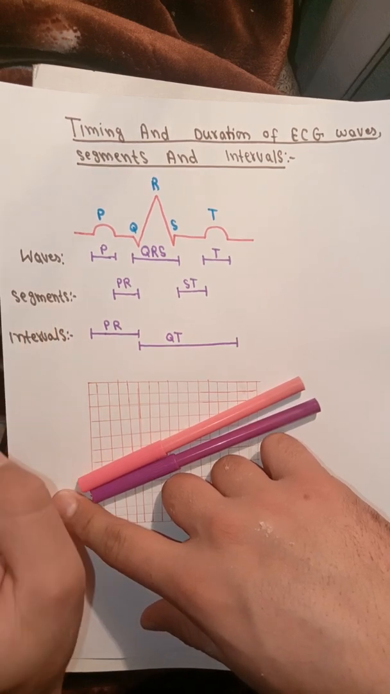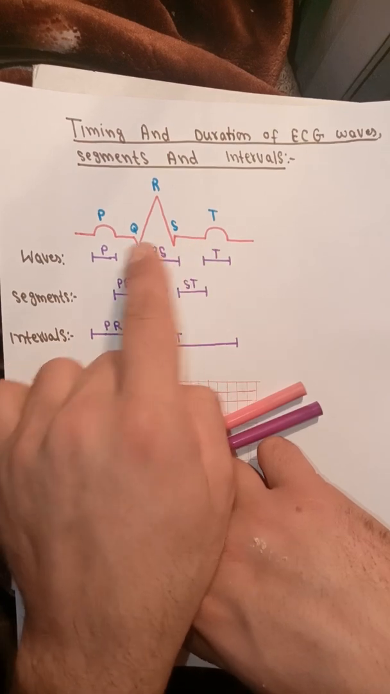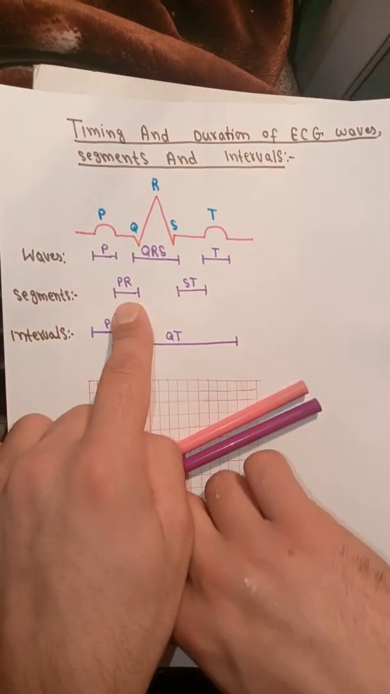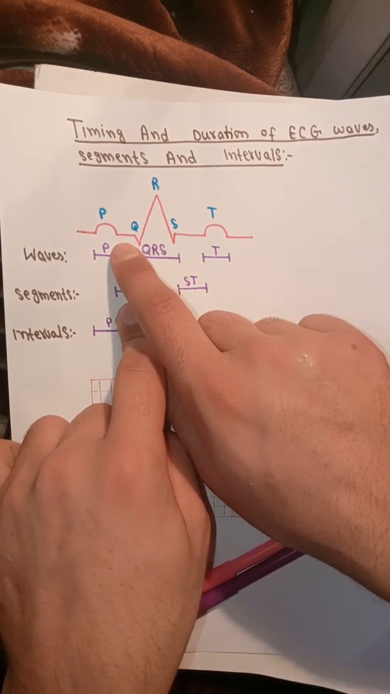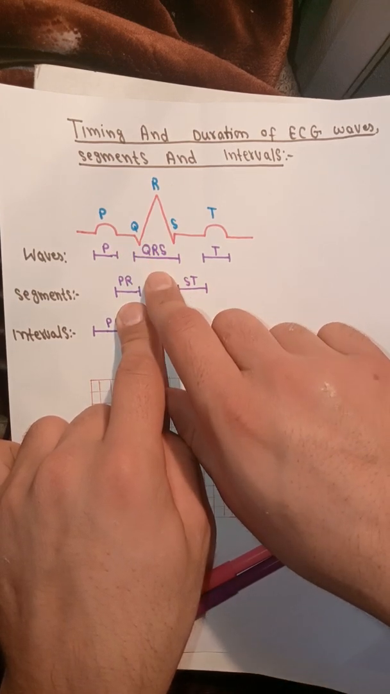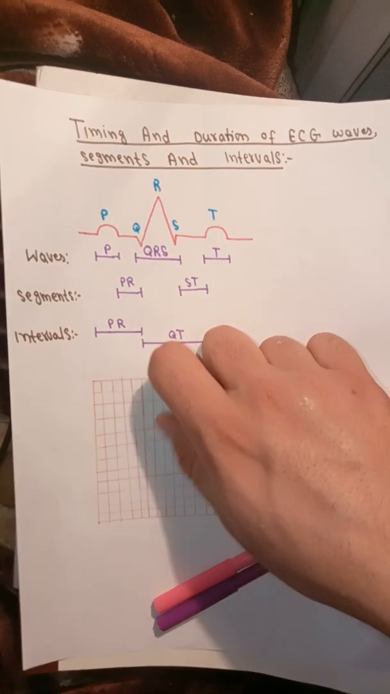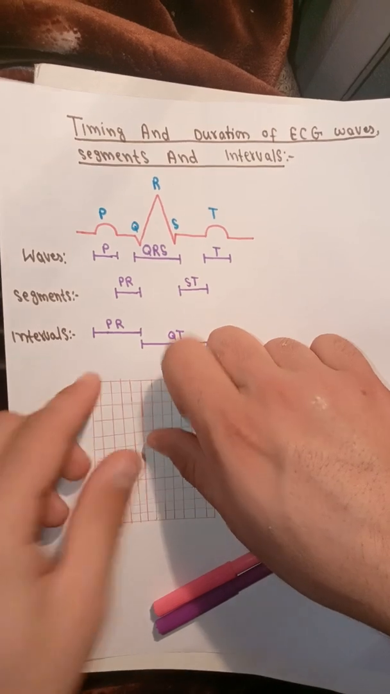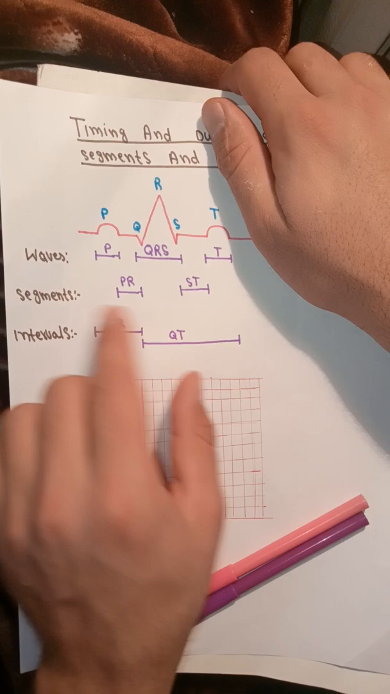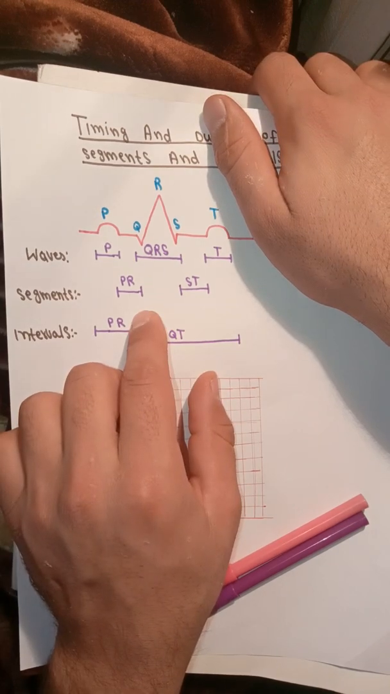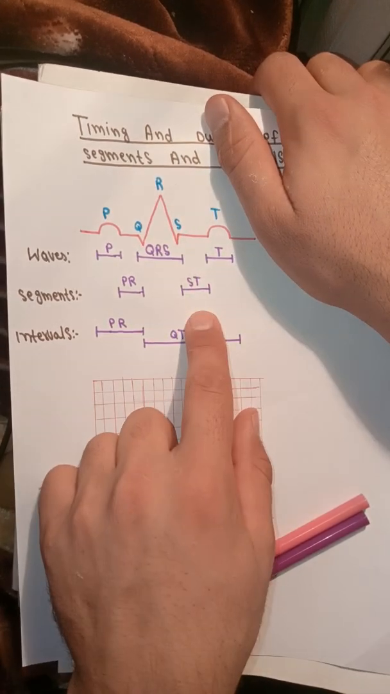Segments. In order to remember segments, remember that those parts which are horizontal are the segments. So you will not forget it. This should be called the PQ segment because it is between the P and Q wave. But it is called the PR segment because in most cases the Q wave is absent, therefore we call it the PR segment. Another segment which we have is the ST segment. This is the segment which is present between the S and T wave.